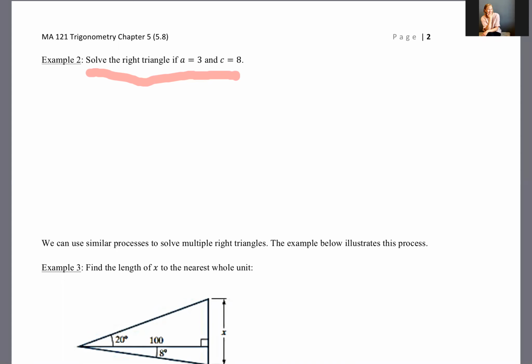So let's do that. I'm actually going to use a whiteboard for this, so I have a little more room. Okay, and I'll write the problem down again, just so you know what it was. I want to solve the right triangle.